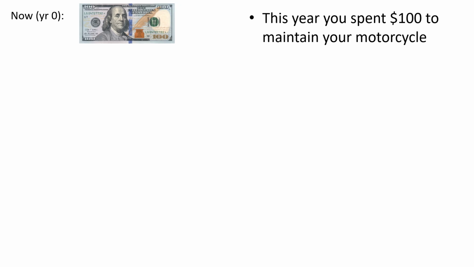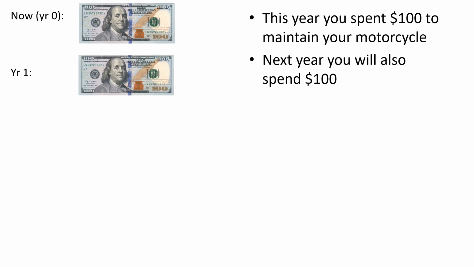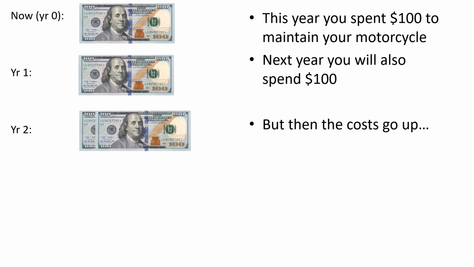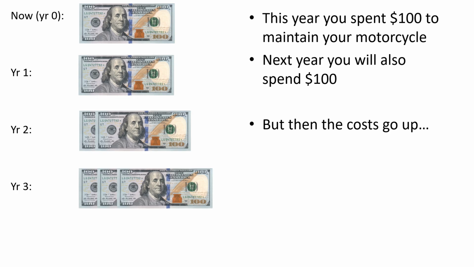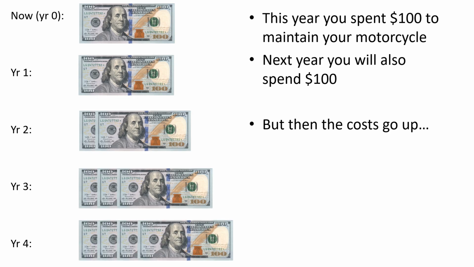Okay. Let's say you had a motorcycle and this year spent $100 to maintain it. And then next year you also spent $100 to maintain it. But then, as all things do, it starts breaking down a little bit more often. So in year 2, you spend $200 to maintain it. In year 3, you had to spend $300 to maintain it. Year 4, you spend $400 to maintain it. You get the idea that the amount is going up over time.